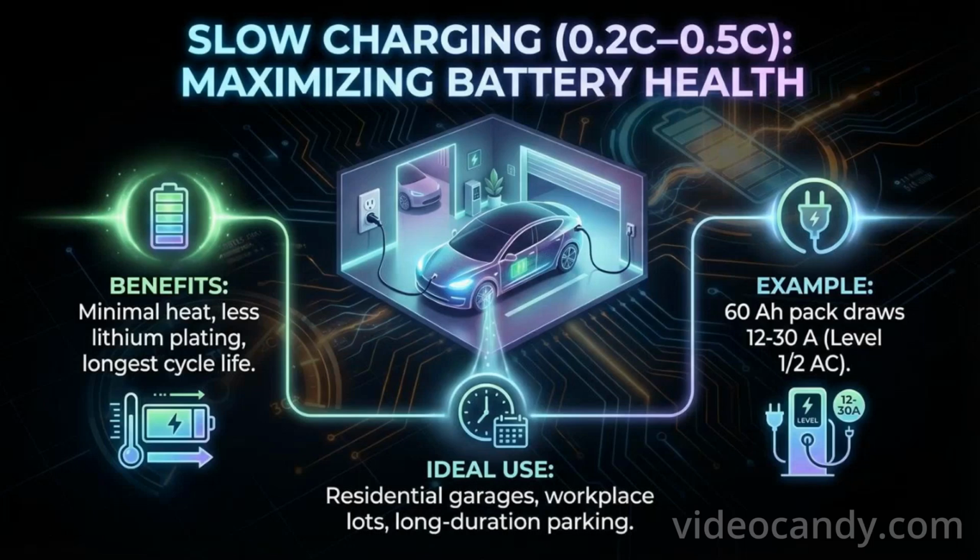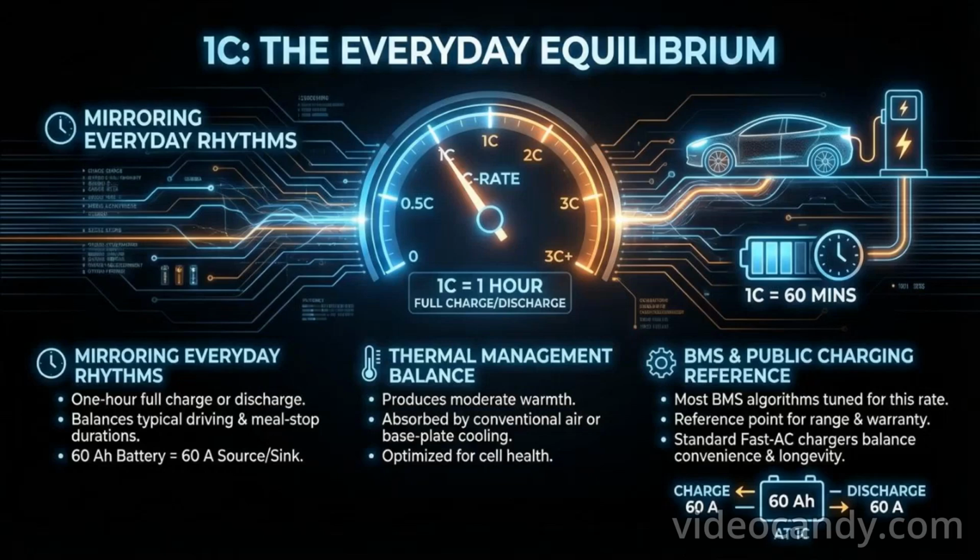Charging at 0.2C to 0.5C is considered slow charging. It's very gentle on the battery, generates minimal heat, and maximizes cycle life. This is typically used for home AC charging, like level 1 or level 2 chargers. In practical EV terms, this is where the battery is happiest. Overnight home charging usually falls between 0.3C and 0.5C, depending on the charger and battery size.